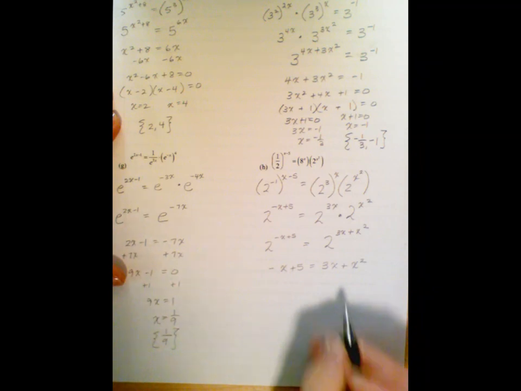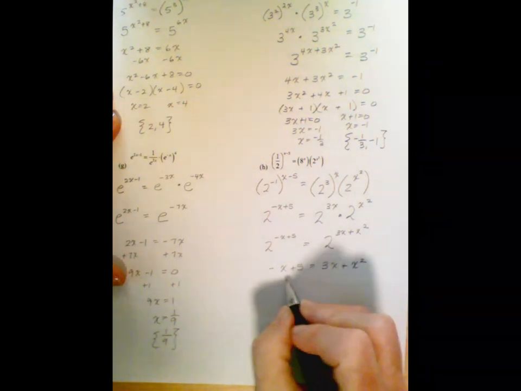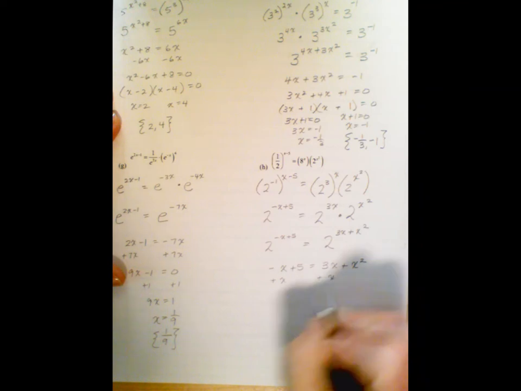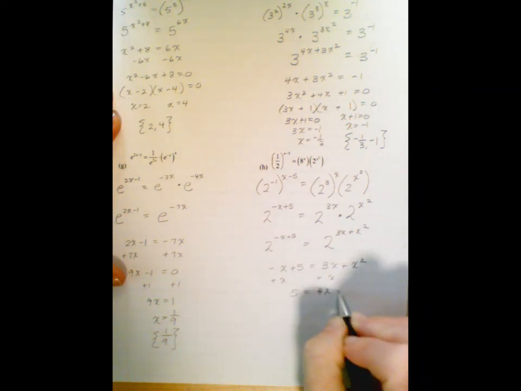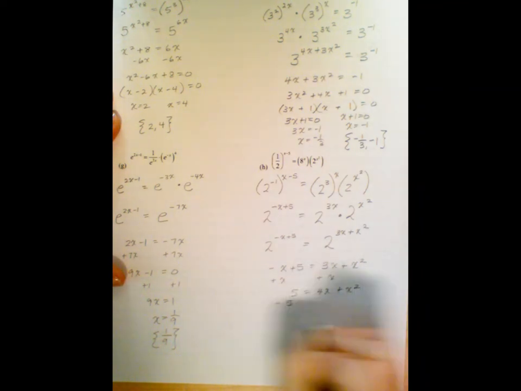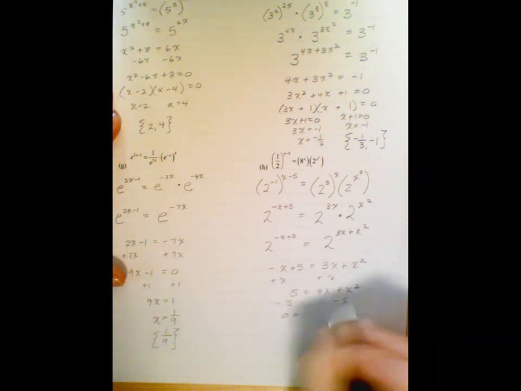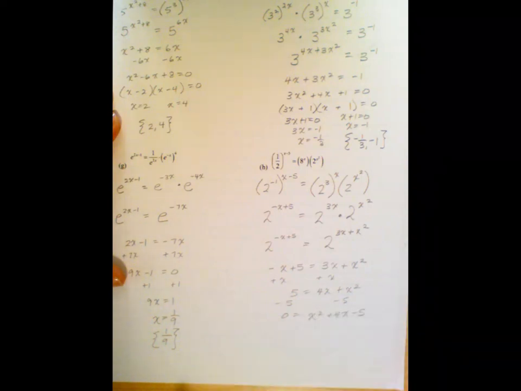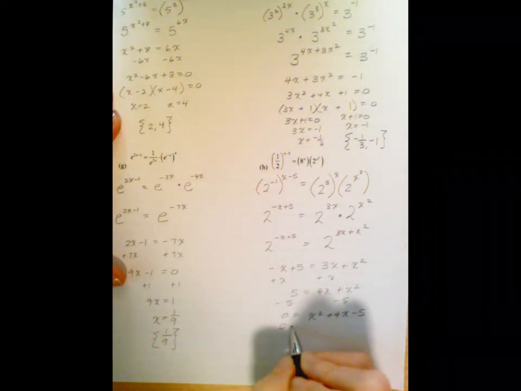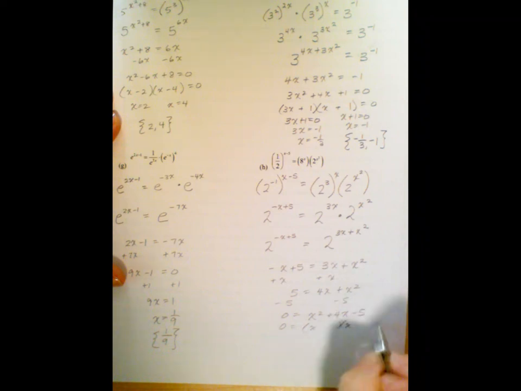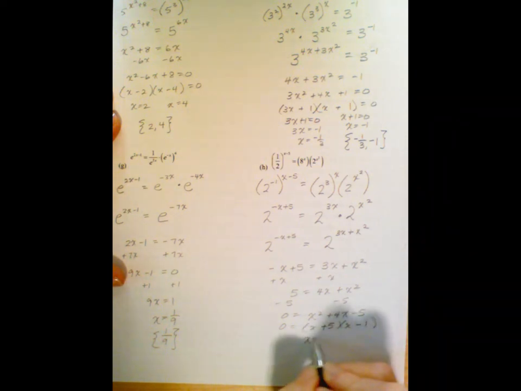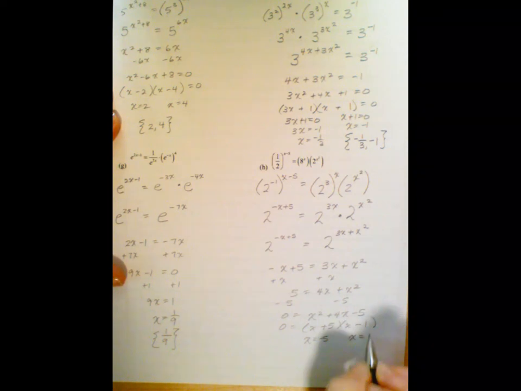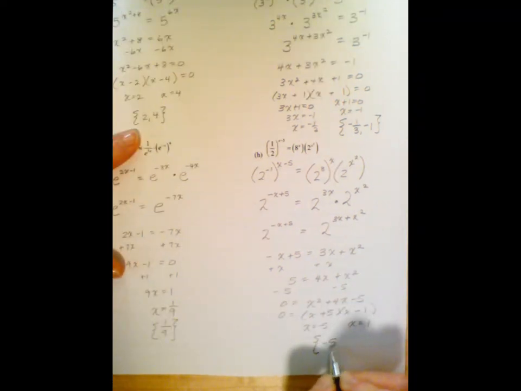Keeping my x squared positive, it'll stay over here. So let's see, I'll add x. 5 equals 4x plus x squared. Subtract 5. And writing it in descending powers here, I've got a positive x squared, positive 4x, and a minus 5. And let's see if that'll factor. What would it be? Positive 5 and negative 1. So x equals negative 5 and x equals positive 1.